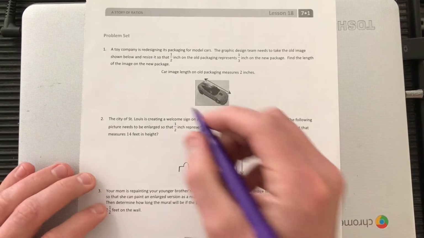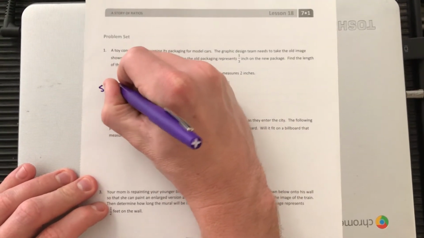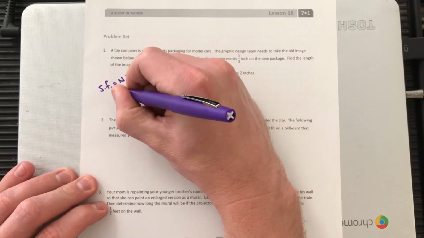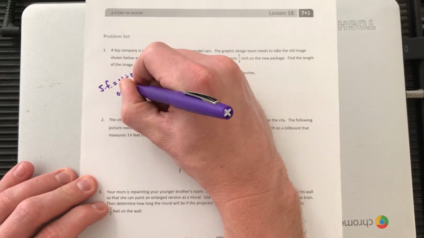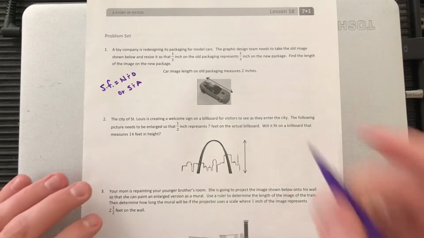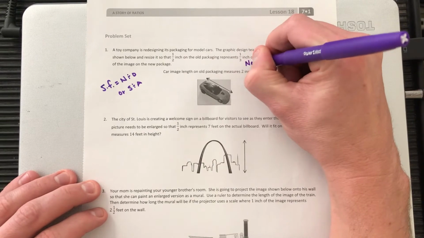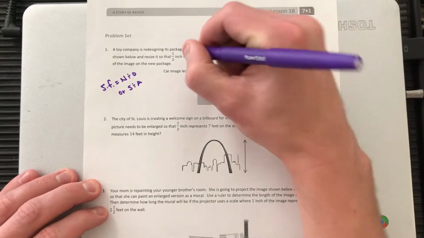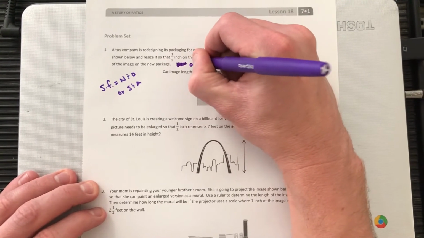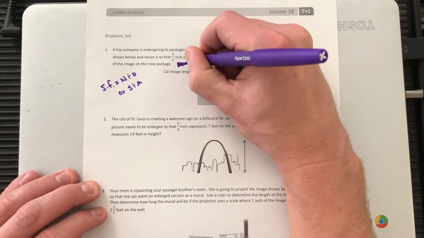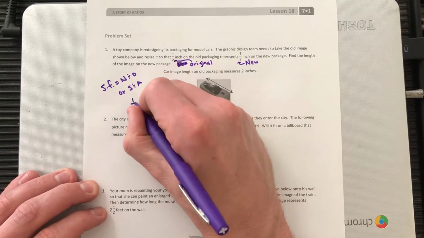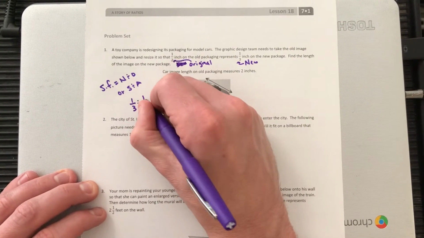So the first thing I need to do is scale factor equals new divided by original, or scale divided by actual, if you prefer that. That's the way the book likes to say it. And so here's my new value, the 1/3, and here's my original value, 1/2. And so new divided by original will be 1/3 divided by 1/2.